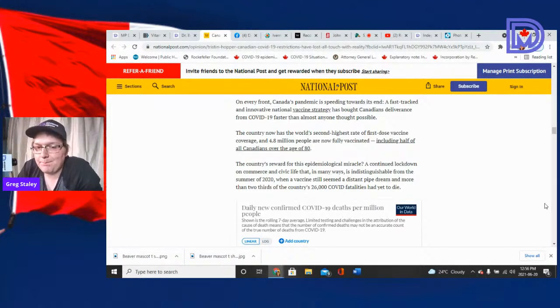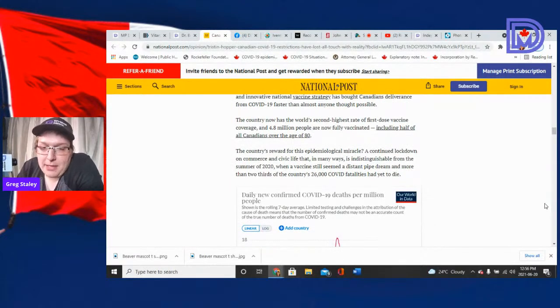Country's reward for this epidemiological miracle? A continued lockdown on commerce and civic life that in many ways is indistinguishable from the summer of 2020, when a vaccine still seemed like a distant pipe dream, and more than 2/3 of the country's 26,000 COVID fatalities had yet to die.